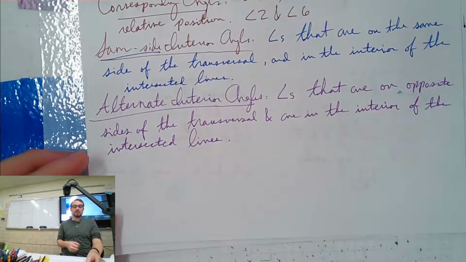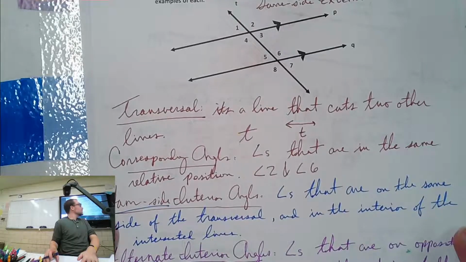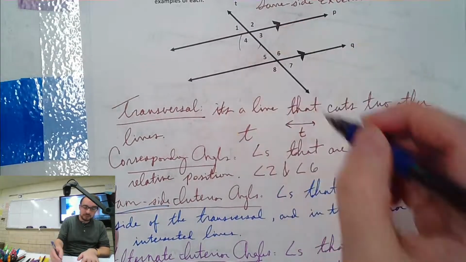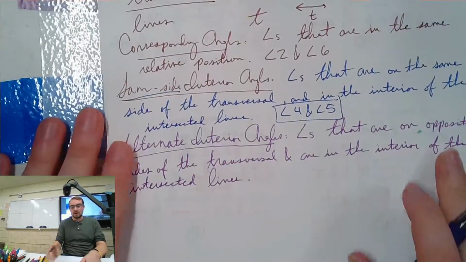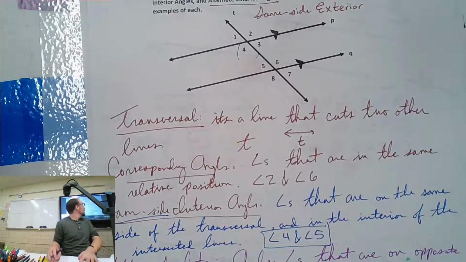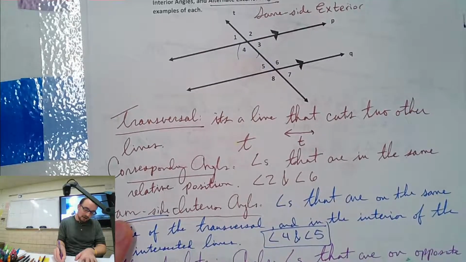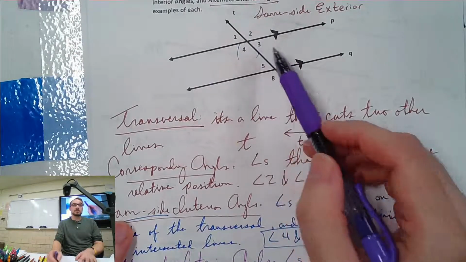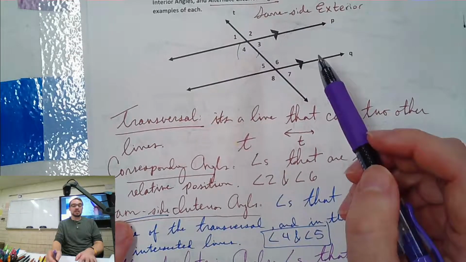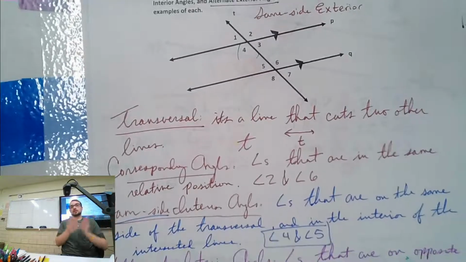Oh, we forgot to give examples. Let's give examples of same-side interior angles. Angle 4 and angle 5 would be same side. So angle 4 and angle 5. Don't forget your examples. What about alternate interior? Alternate interior: 4 and 6. Now, why are 4 and 3 not examples of alternate interior? They're in the interior. They're alternate. They're across from each other, which means they're actually a linear pair. So we're going to call them a linear pair.